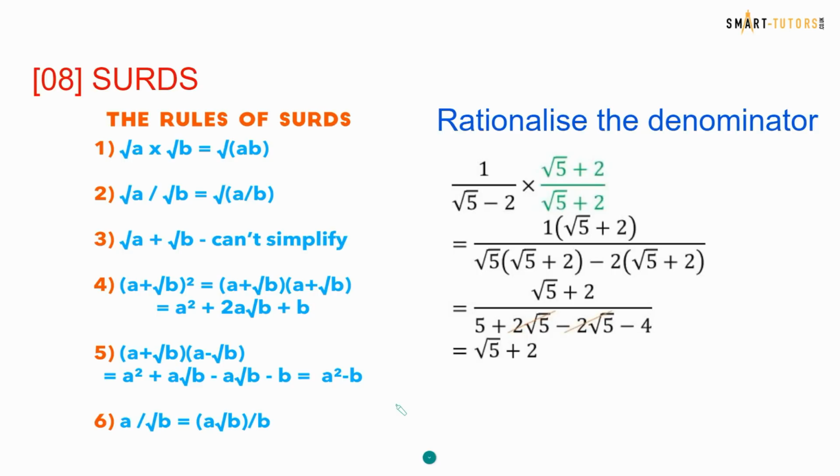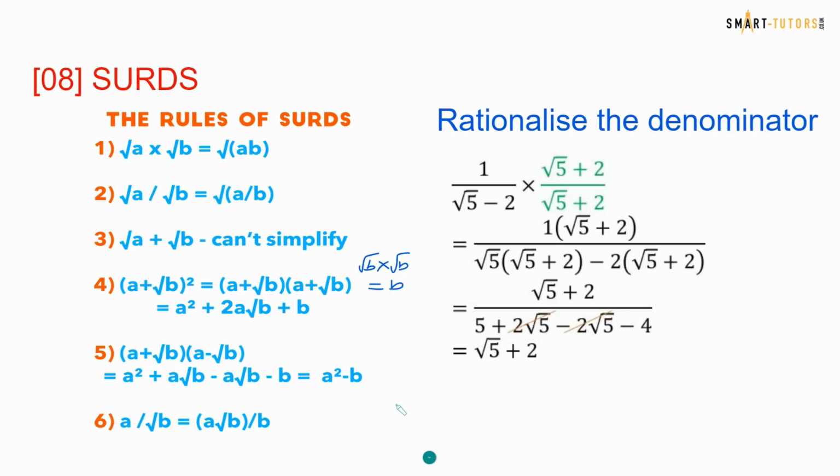Brackets a plus square root of b, bracket close square. So you need to do this one by expanding brackets. A plus square root of b in one bracket, the other bracket a plus square root of b. So you expand the bracket as normal: a times a is a squared, a times root b is a root b, root b times a is again a root b, so 2a root b, then root b times root b is just b.